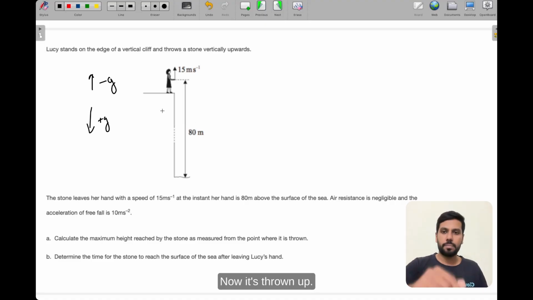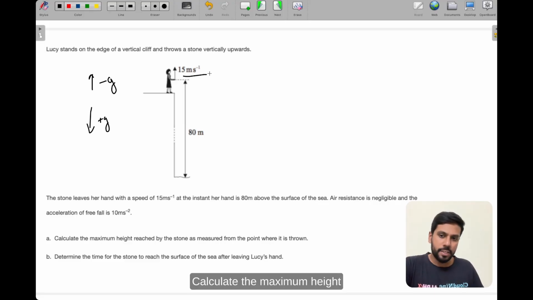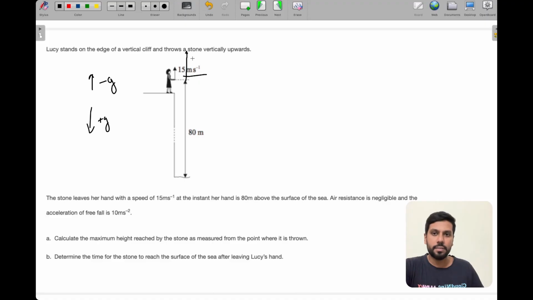Now it's thrown up, okay, it's 15 meter per second. Now the initial speed is also given, 15 meter per second, it's thrown up. Calculate the maximum height reached by the stone as measured from the point where it was thrown. Now I need to calculate the height for which the stone has gone.